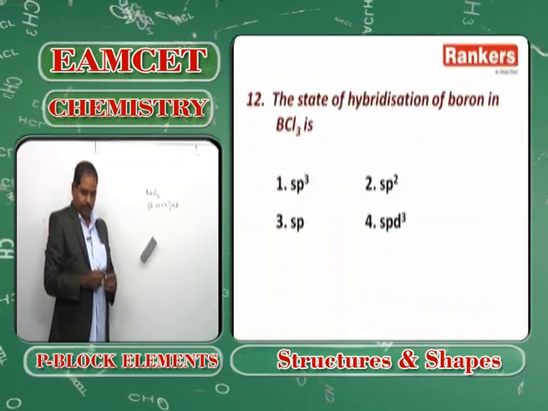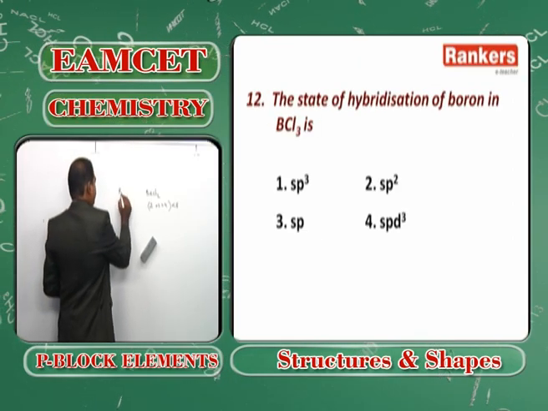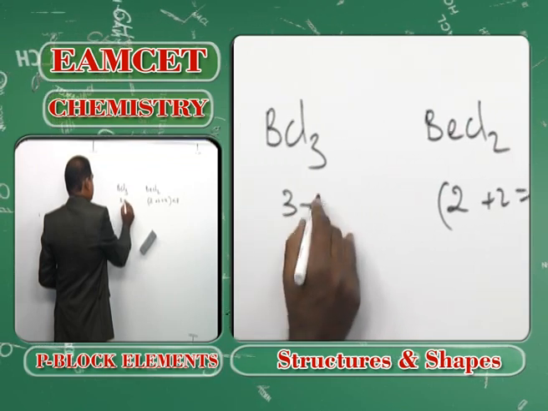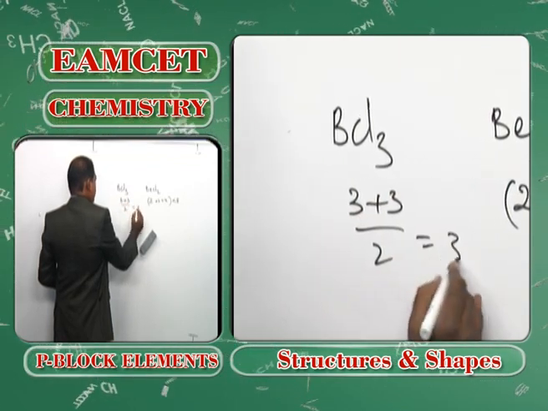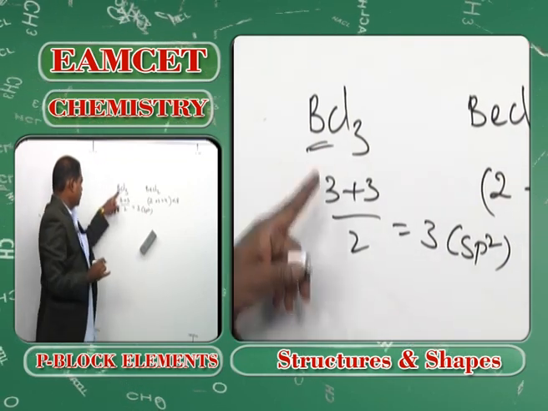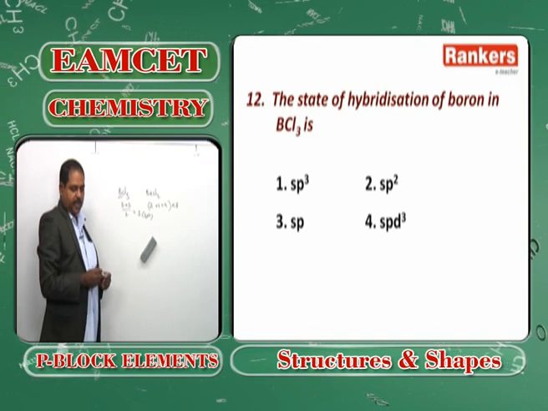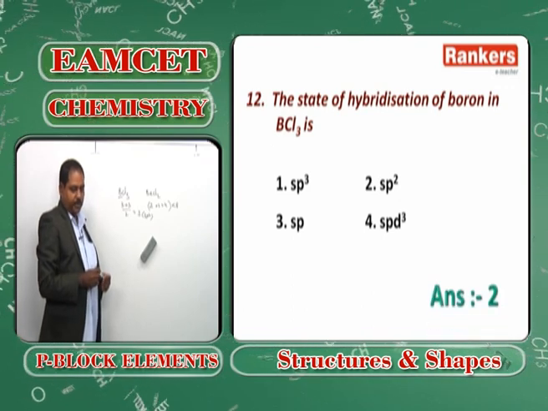Next question. The state of hybridization of boron in BCl3. Straightforward question. 3 plus 3 by 2, 3, sp2. What is this B? Third group, 3 valence electrons, sp2. The answer is sp2, second option.